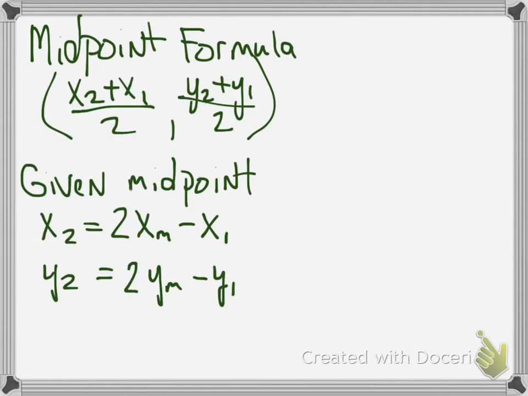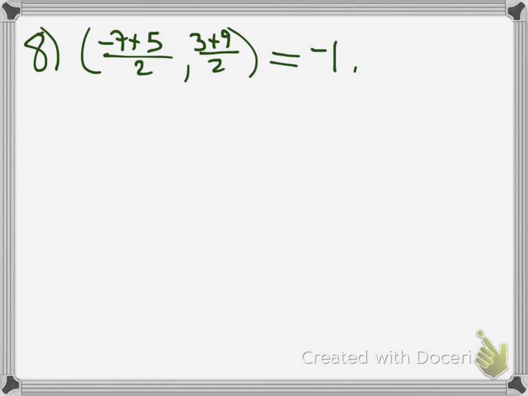Fairly simple. All right, midpoint. The midpoint formula is add the x's divided by 2, add the y's divided by 2. If I give you the midpoint, you need to multiply the midpoint by 2, and then subtract the x coordinate that they give you. So on number 8, you're going to say -7 plus 5 divided by 2, and 3 plus 9 divided by 2 to get -1, 6.